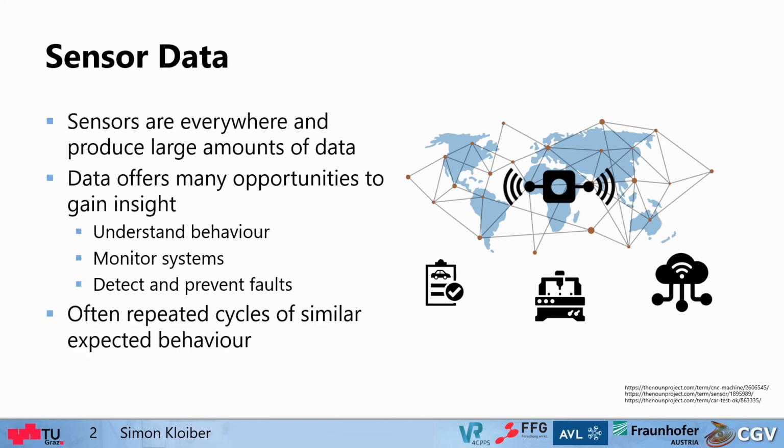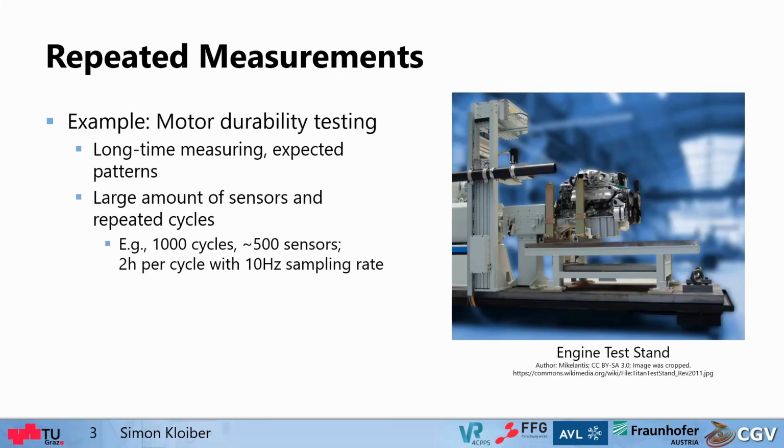Often, these sensors capture data from behavior that expectantly repeats itself over many cycles. An example for such measurements is a motor durability testing environment. There, motors are measured over a long period of time and keep repeating similar patterns as cycles with the same expected behavior. For example, temperature, pressure, RPM, and emission are measured in such environments. Such test systems have a large amount of sensors and many repeating cycles.